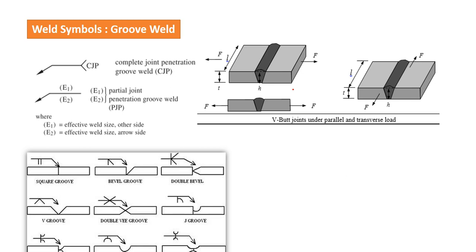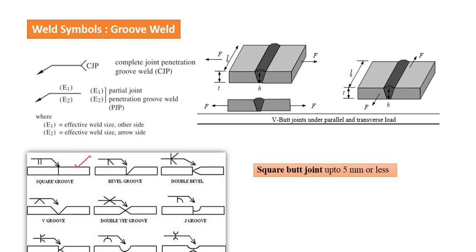This is the type of load that we can apply on a welded joint. For groove weld, we have the transverse load, where the load acts perpendicular to the weld plane. Here it is parallel. So under these two types of loading we will be designing.